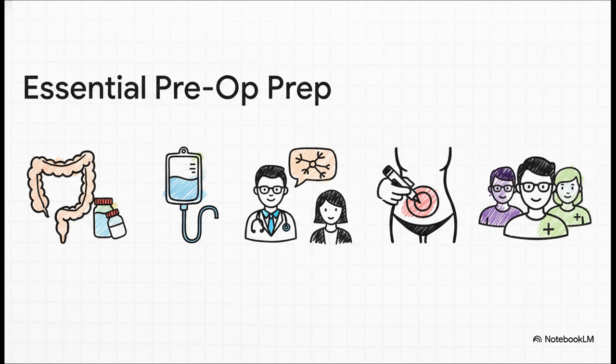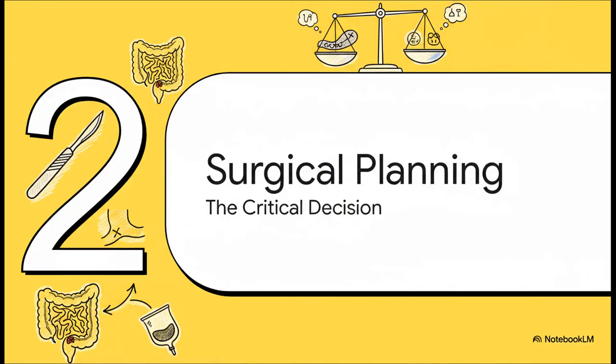And of course, if the scan suggests the tumor is touching nearby structures like the bladder or sacrum, I'd get urology or orthopedics involved early for multidisciplinary planning. Okay, so now we get to the decision point, selecting the correct operation. This is all about balancing complete oncologic clearance with the possibility of restoring bowel continuity and really preserving the patient's quality of life.